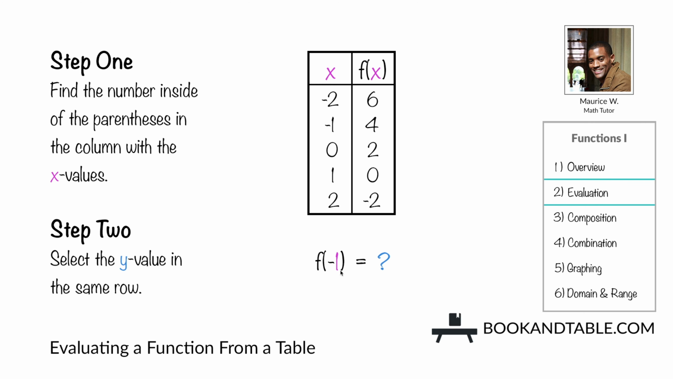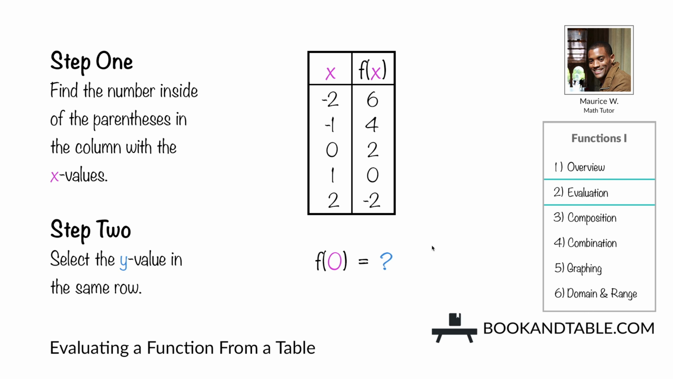So for the first one, f of negative 1, you want to find the number inside of the parentheses, which is negative 1, in the column with the x values. So our x is negative 1, so we go to the column with the x's and we find negative 1, and we select the y value in the same row, which is 4. So f of negative 1 is equal to 4. So what is the value of the function for this value of x?